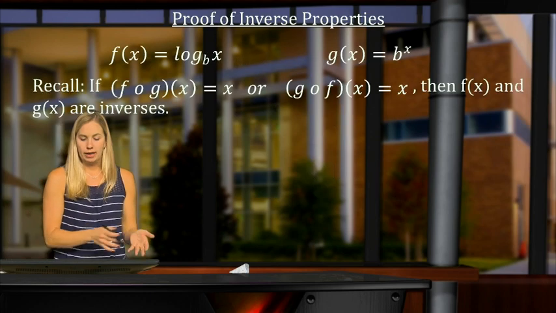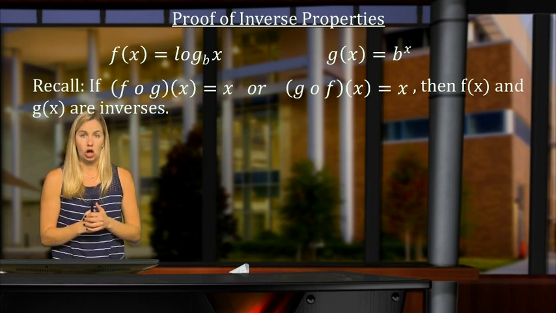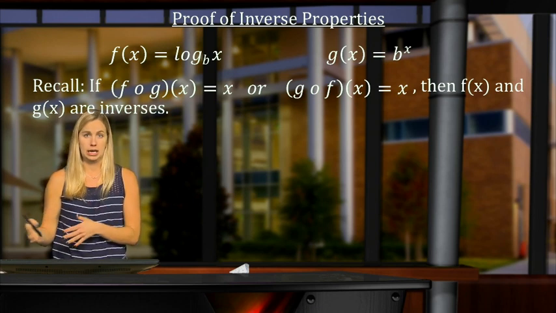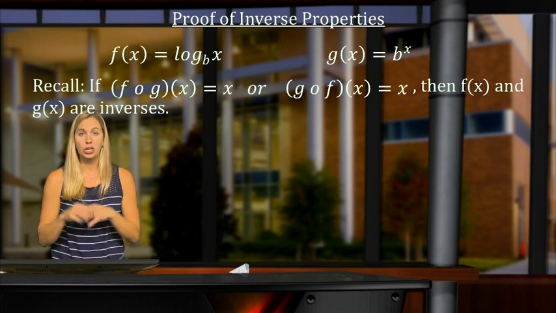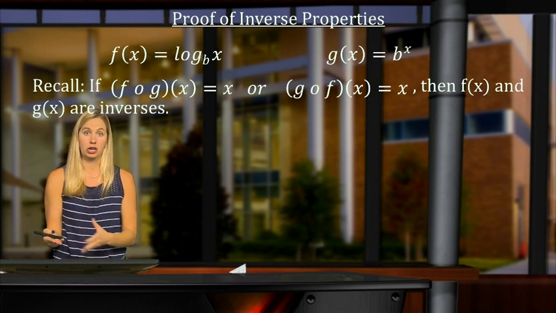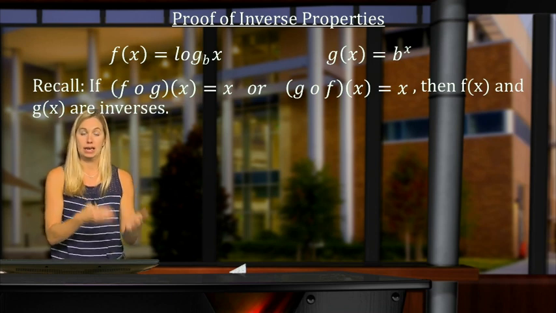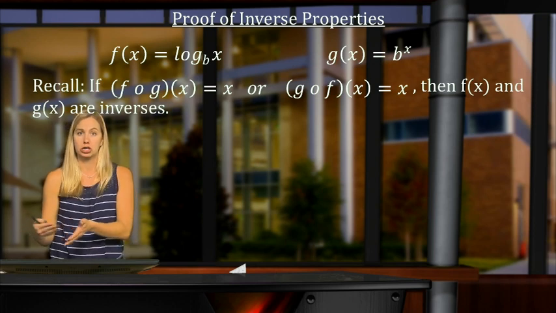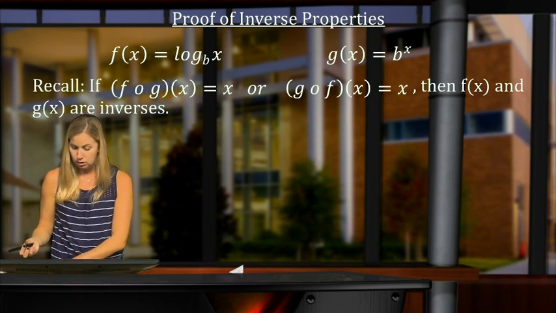So we've got f of x and we've got g of x. F of x is a log equation, g of x is an exponential. Now, we know that f of x and g of x are inverses. That we know because exponentials and logarithms are inverses. We're going to just take that to be true.